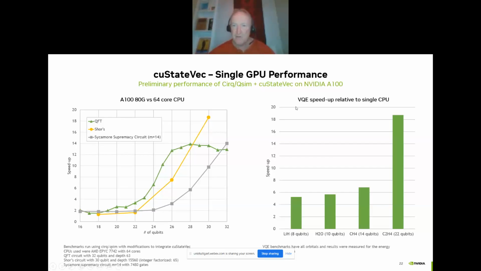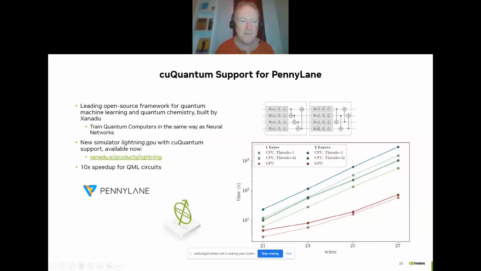And those variational quantum eigenstate finders here, with 22 bits, the 18x speed up. Again, just short of an order of magnitude here. But pretty nice results there for accelerating these libraries. PennyLane. This is the machine learning libraries for cuQuantum, quantum machine learning, and again, about an order of magnitude speed up using the cuQuantum acceleration for PennyLane.